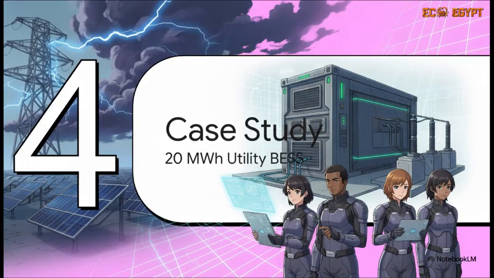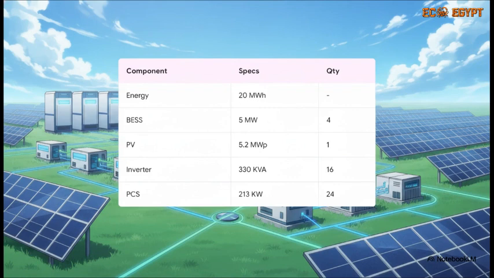Let's shift gears to Section 4. Case Study 2. The 20-megawatt-hour utility scale BESS. So what happens when you need to actively stabilize grid voltage? You integrate a battery energy storage system, and the scale here is just incredible. We are looking at a 20-megawatt-hour project using 4 5-megawatt BESS units. It's paired with a 5.2 megawatt peak solar plant, that's 4.8 megawatts AC. To run this whole setup, we're utilizing 16 grid-connected 330 kVA inverters alongside 24 power converter systems, or PCS, each rated at 213 kW.